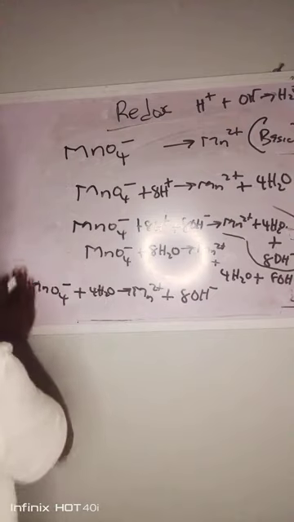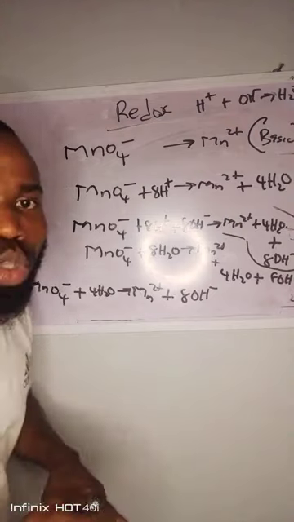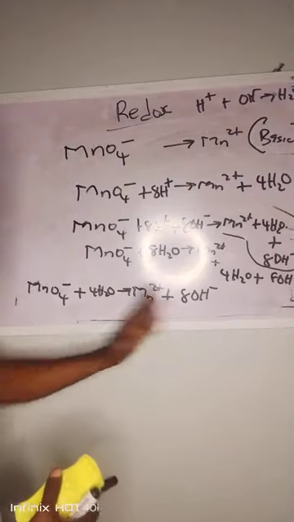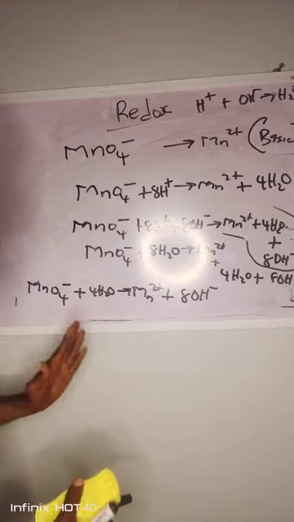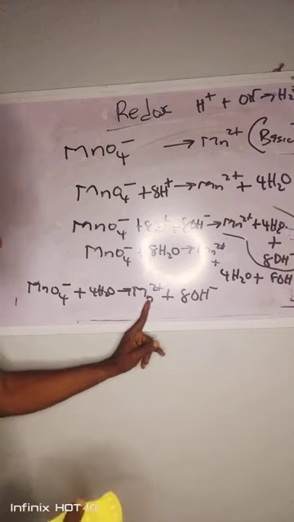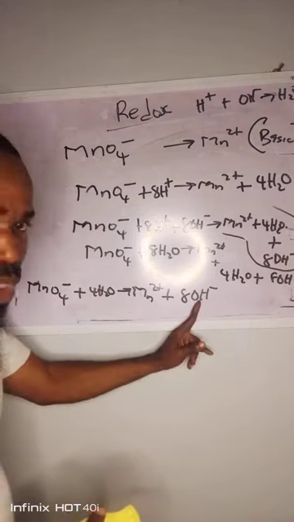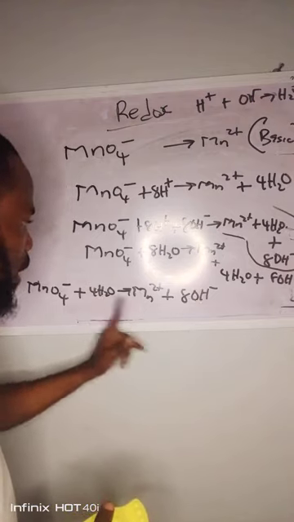When you get to this situation, we are not done yet. What are we supposed to do here? We need to check if the charges are balanced. For now, let's check if the atoms are balanced. We have manganese 1 and manganese 1. Oxygen is 4 plus this 4, so we are having 8 oxygen. Hydrogen is also 8.